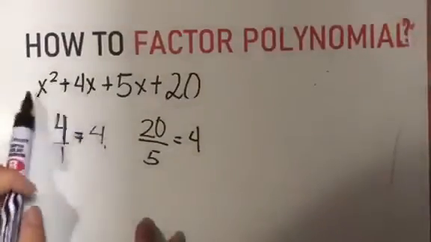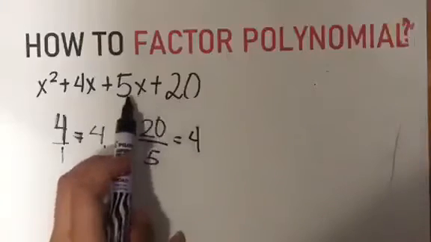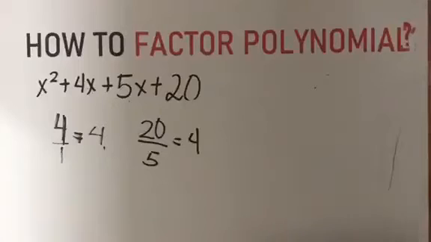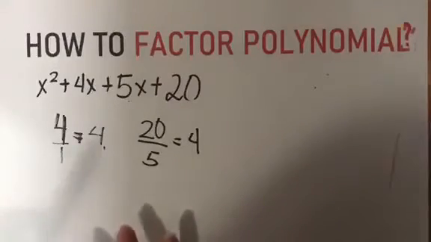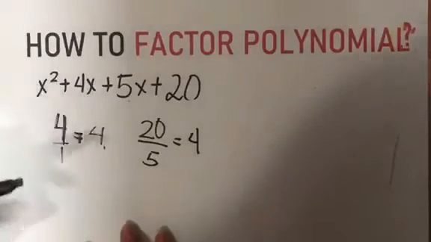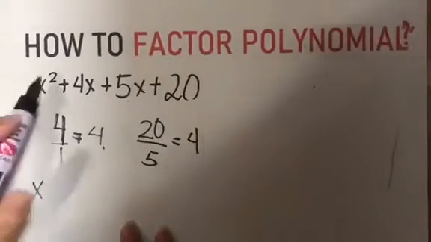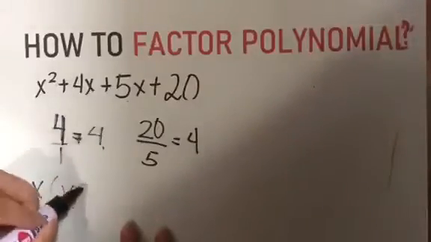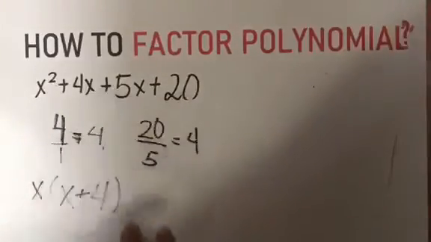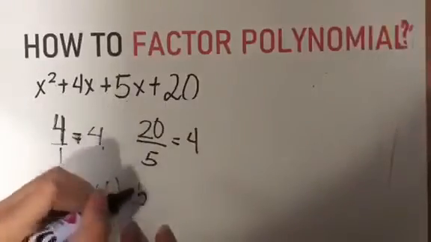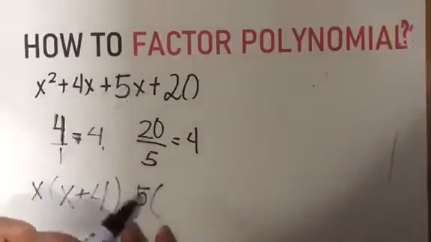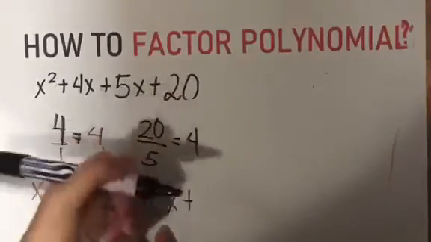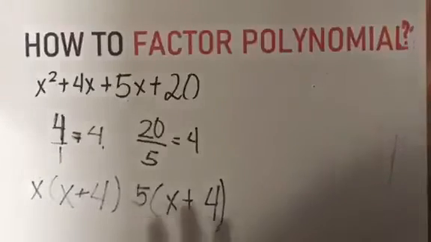If the first two coefficients have the same ratio as the second coefficients, then you can factor it by the grouping method. What we need to do is take out the GCF. The greatest common factor is x. x squared divided by x is x. 4x divided by x is 4. The greatest common factor in the second term is 5. 5x divided by 5 is x. 20 divided by 5 is 4.